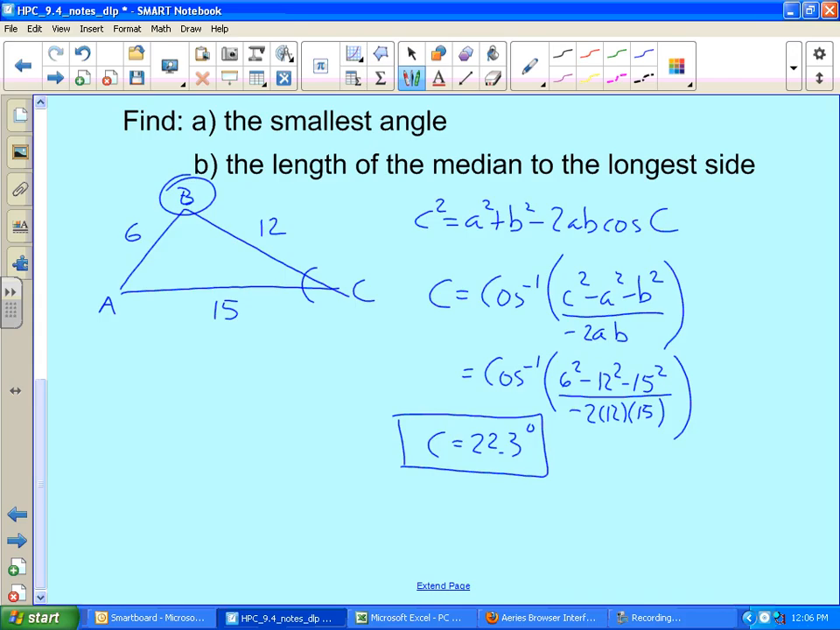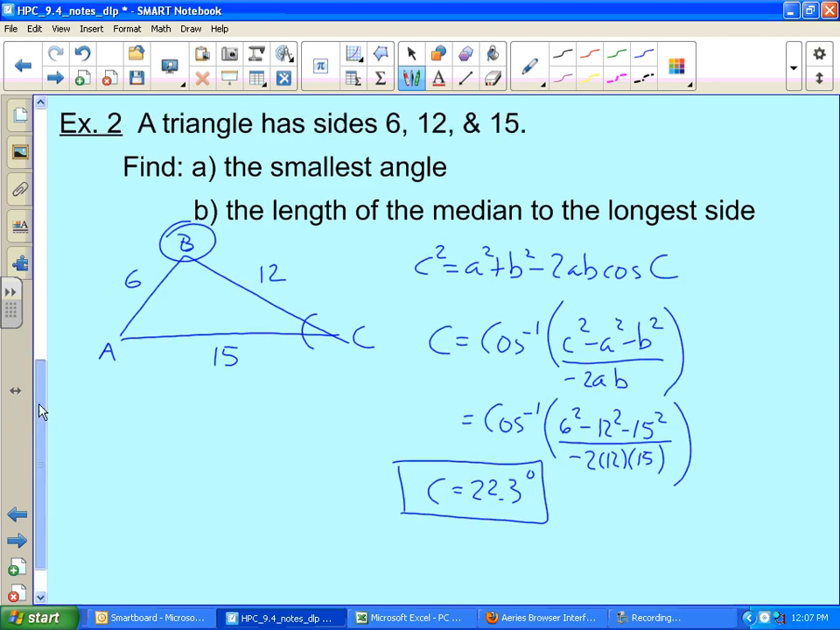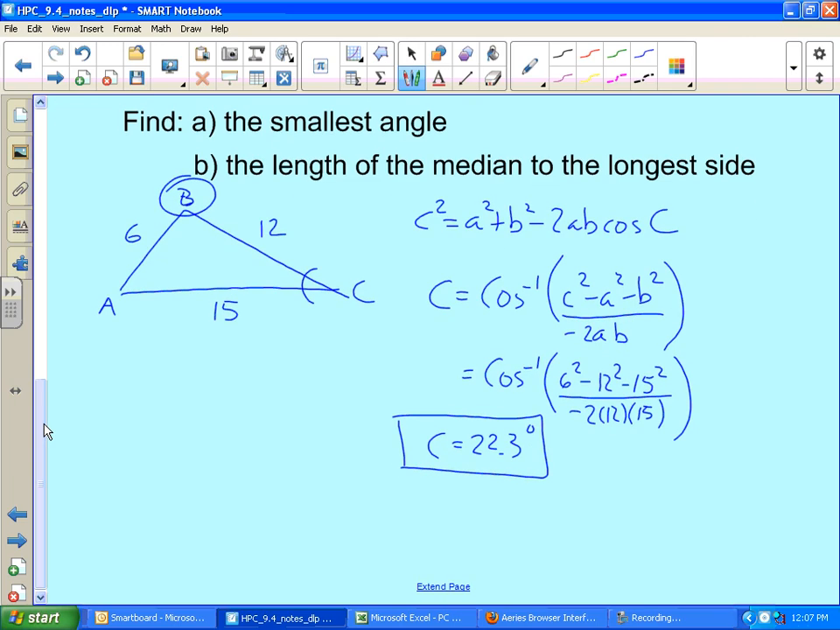Just, again, don't try and put it all in at one time. Do it in chunks. So find all of your length of sides differences, get a number. Then do your negative 2 times AB and get a number. Divide those two, and then take the inverse cosine of that. Don't try and do it all at once. Did we get that, you guys? Okay, you are getting it.